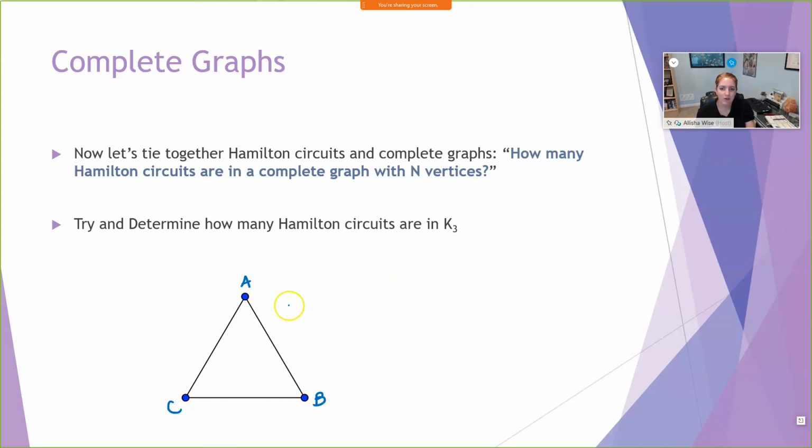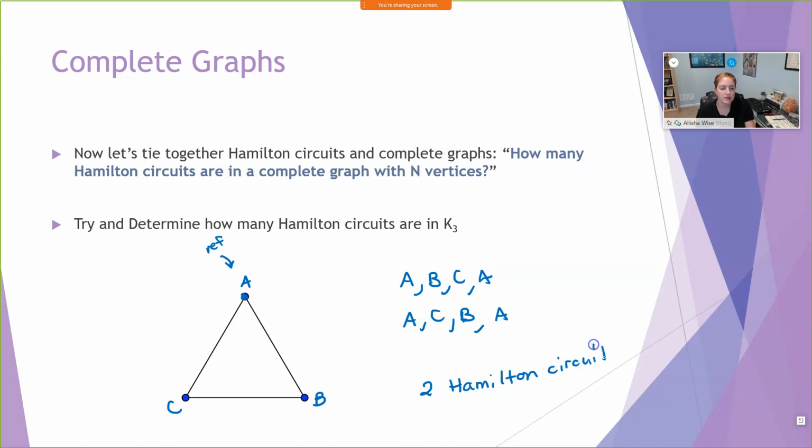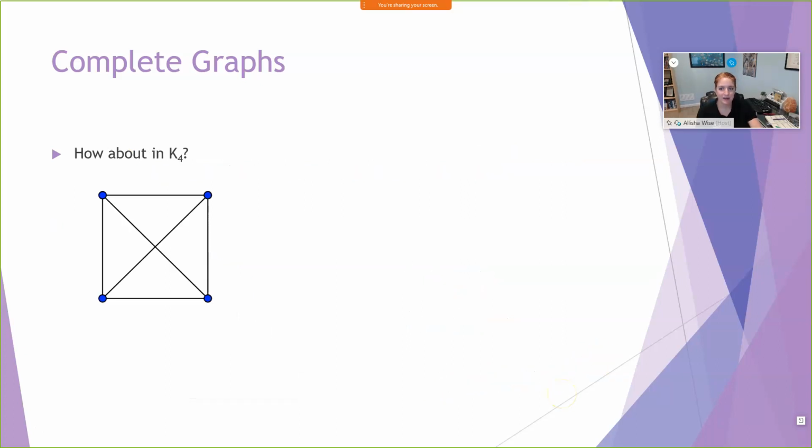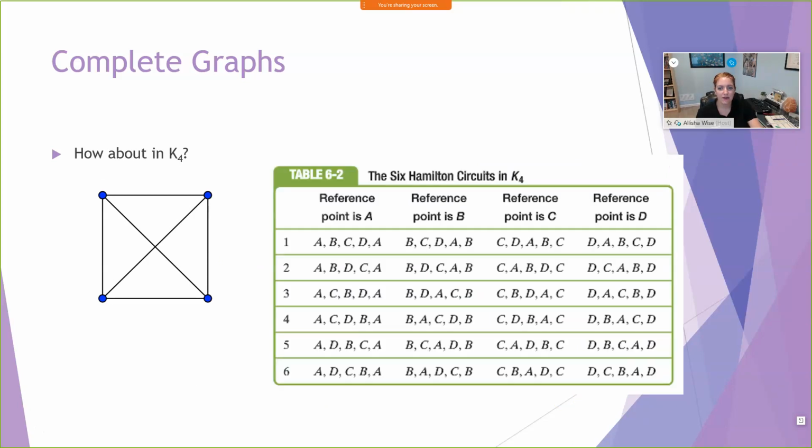Remember you have to stay with the same reference point. So we're going to make A the reference point. So it would be ABCA. And then backwards, the mirror image, ACBA. That would be it. There's only 2 Hamilton circuits. Boring. But don't worry, it gets more exciting. What about in K4?